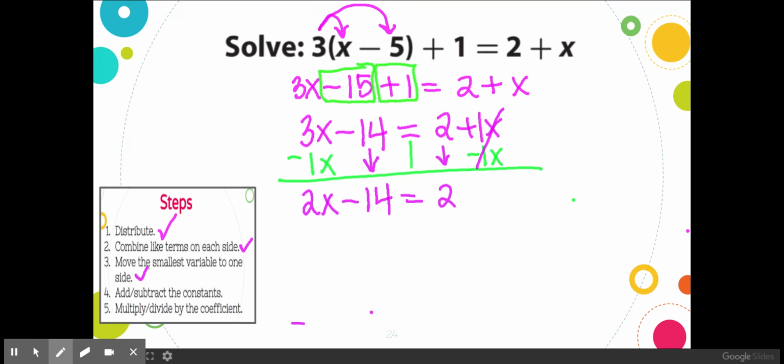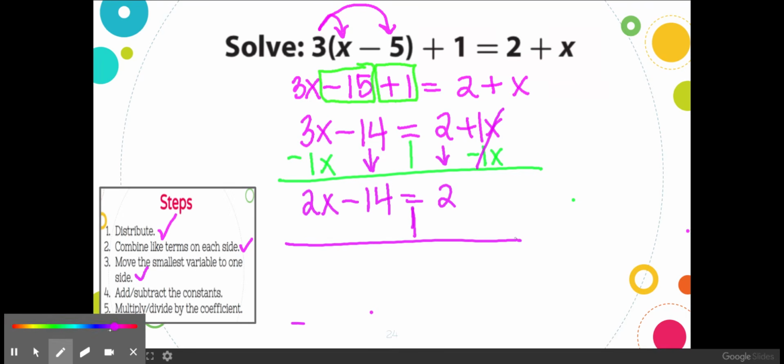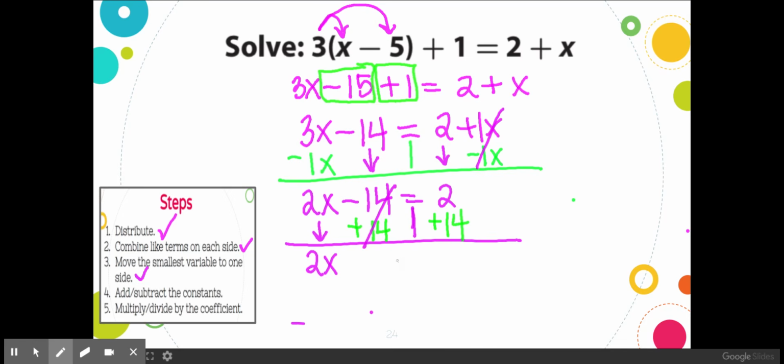Now I want to move the constants by adding or subtracting the constants. In this case, I want to get rid of the constant that is on the same side as the variable. And that constant is the negative 14. To get rid of a negative 14, I'm going to add 14 to both sides. And let's see what we get when we do that. So over here on this side, 2x drops down. Negative 14 plus 14 is just 0. Bring down the equal sign, and 2 plus 14 is 16.